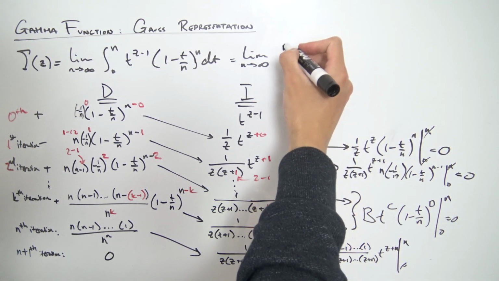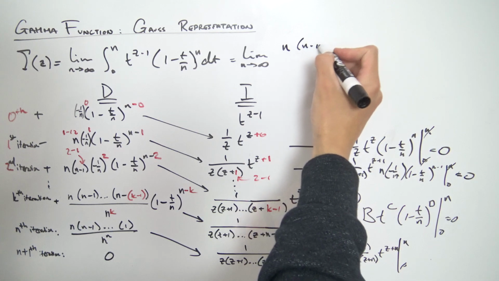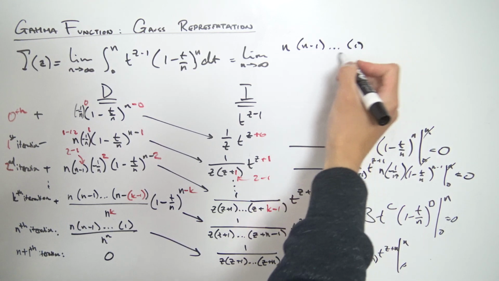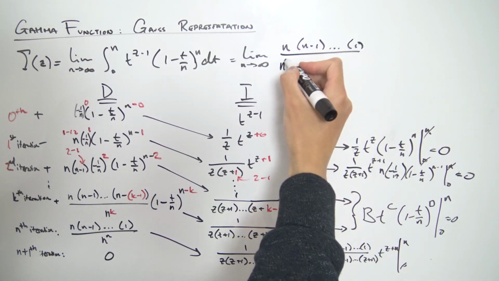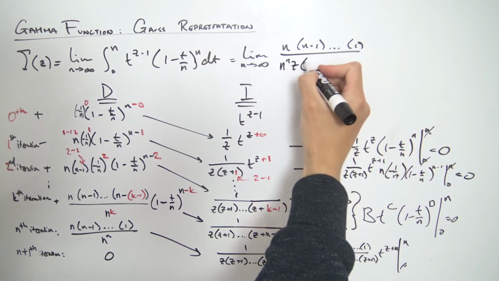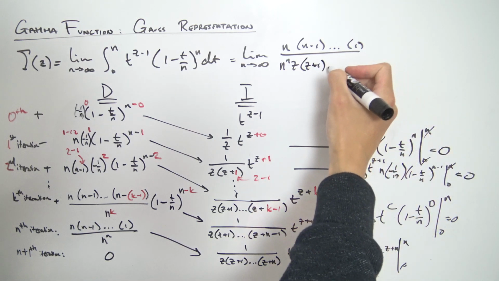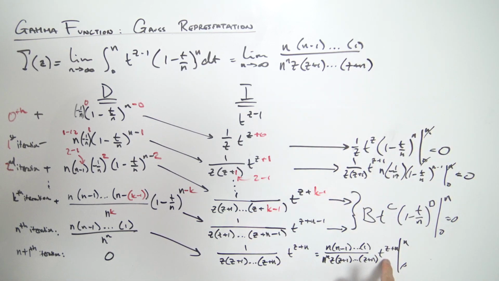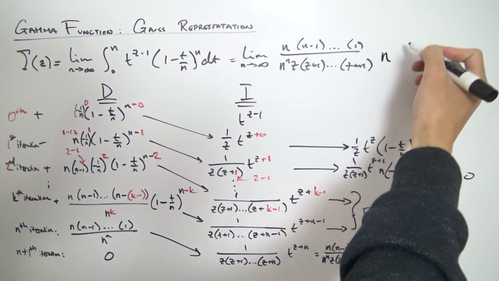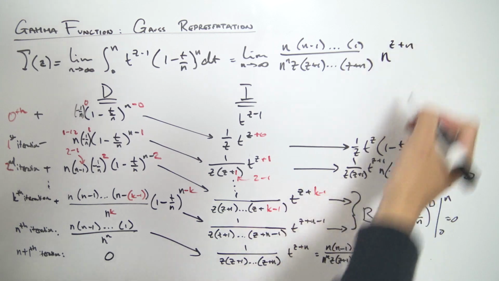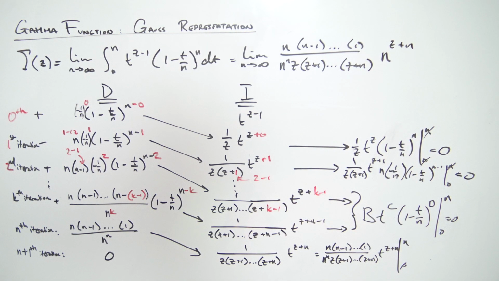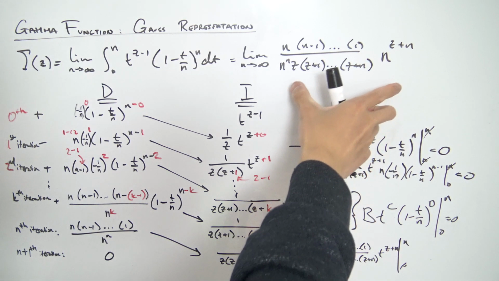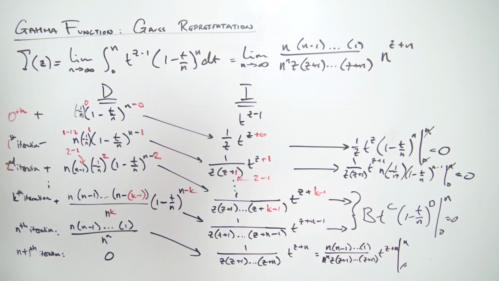So I'll just write that down over here. n minus 1 dot dot dot 1 over n to the n times z, and then z plus 1 dot dot dot z plus n, and we have t to the z plus n, but we plug n into this t, and we get n to the z plus n, like so. Alright, so that's basically the whole integration by parts done, and now we just need to take a look at this expression a little bit more.